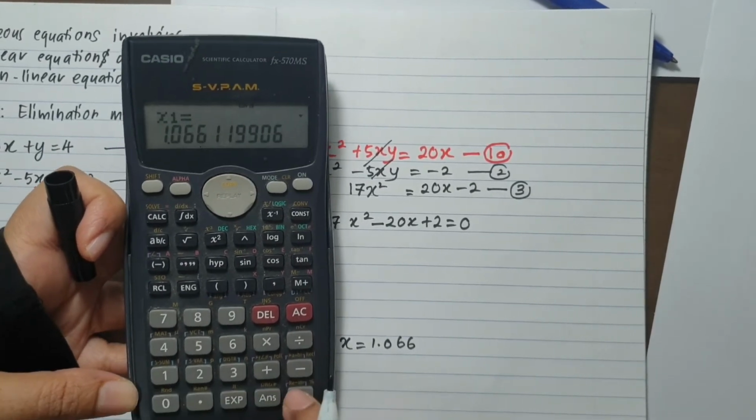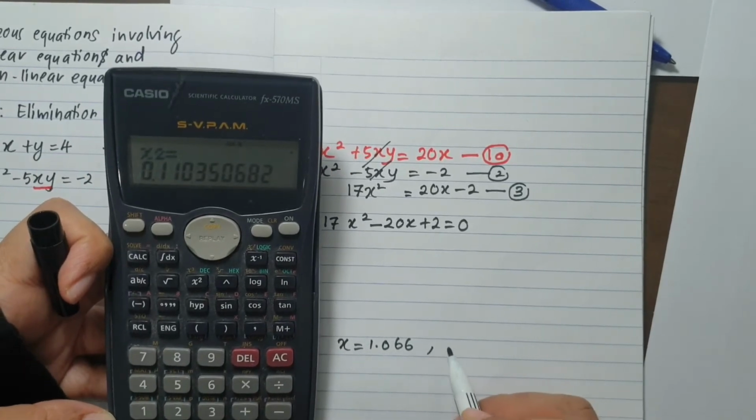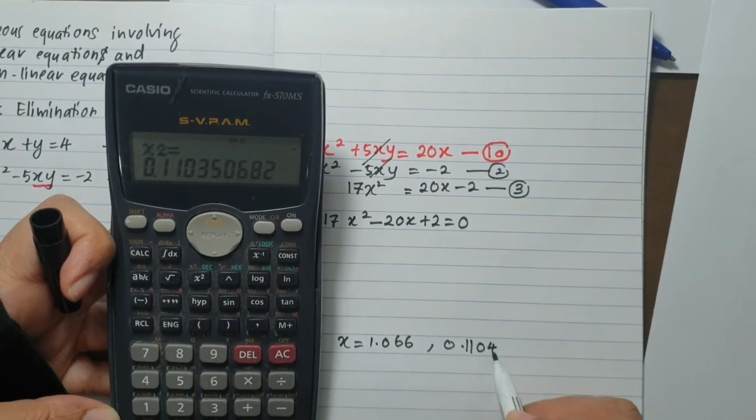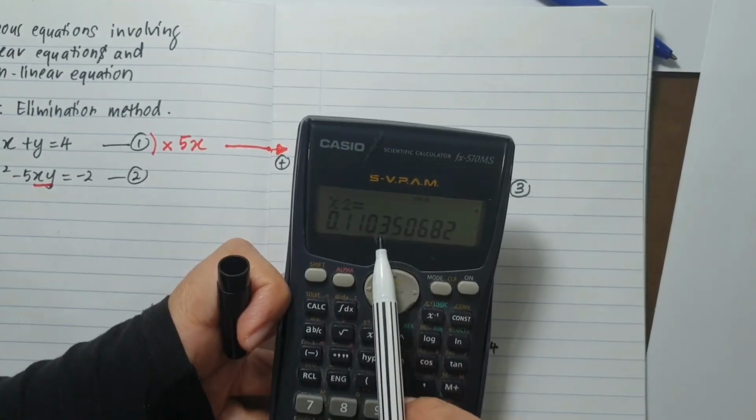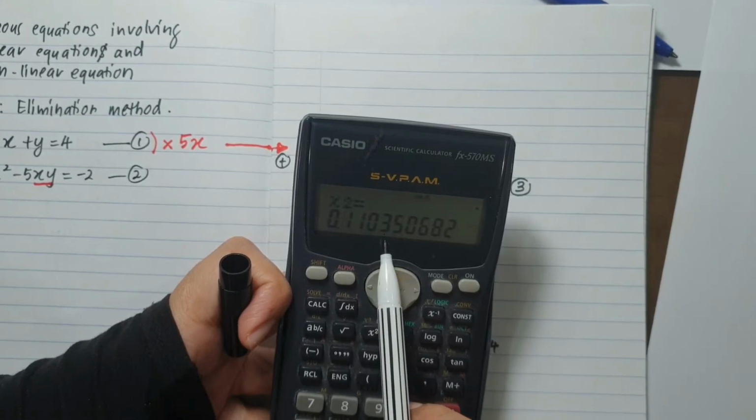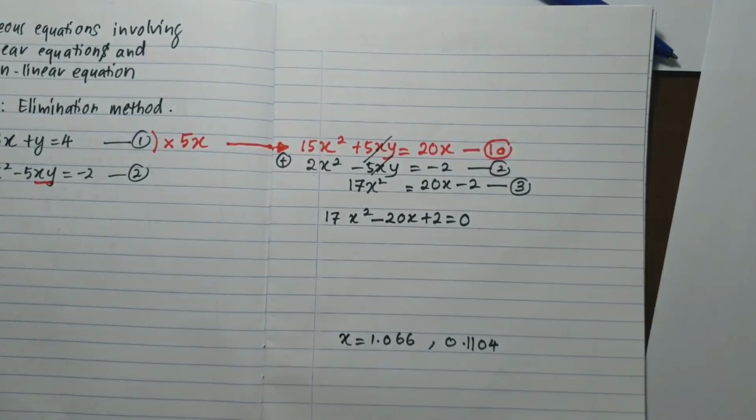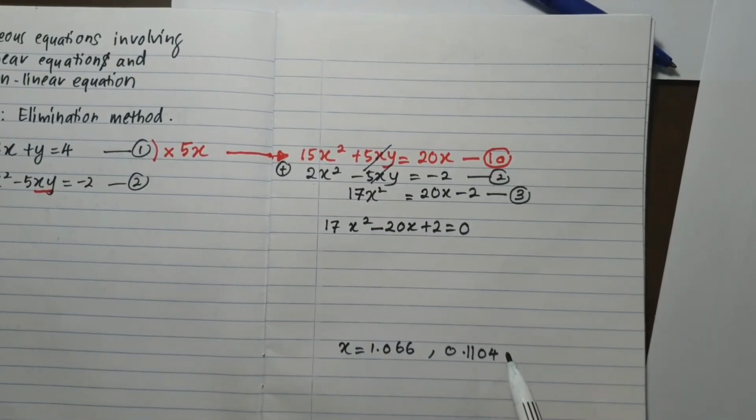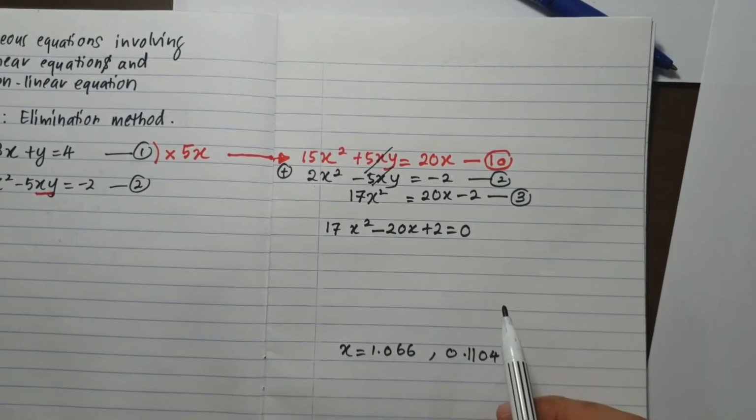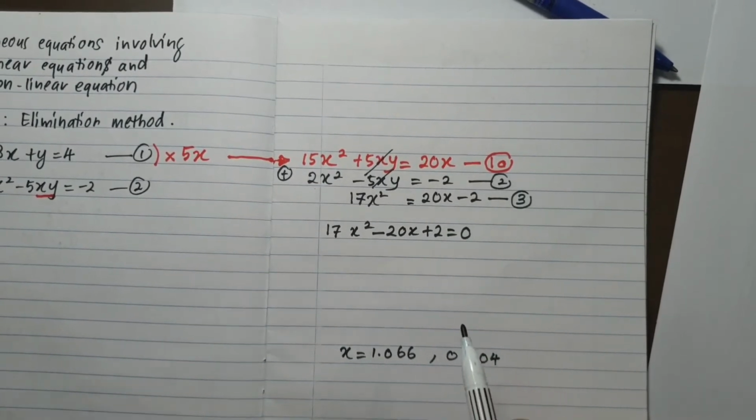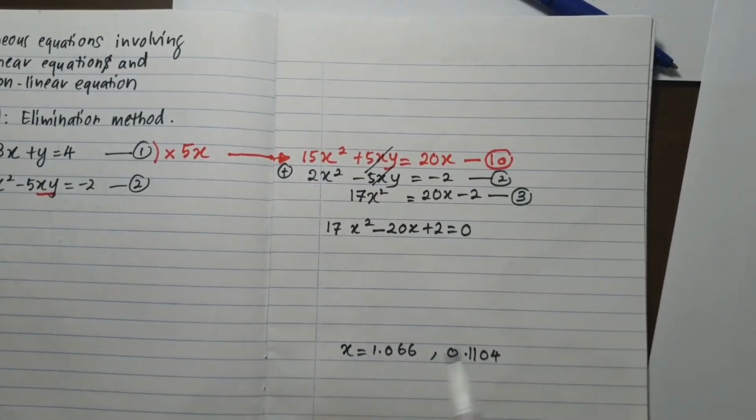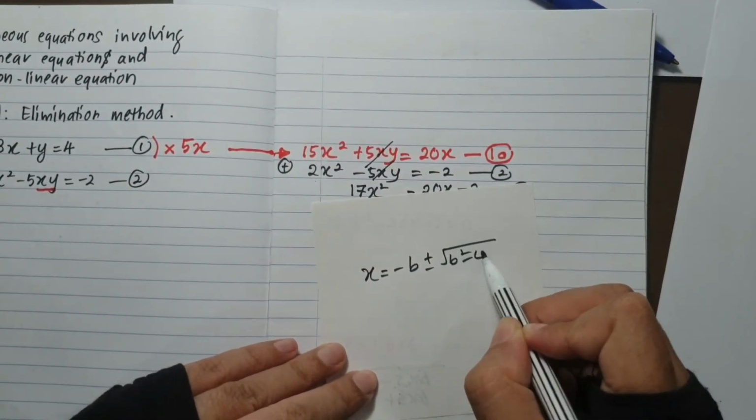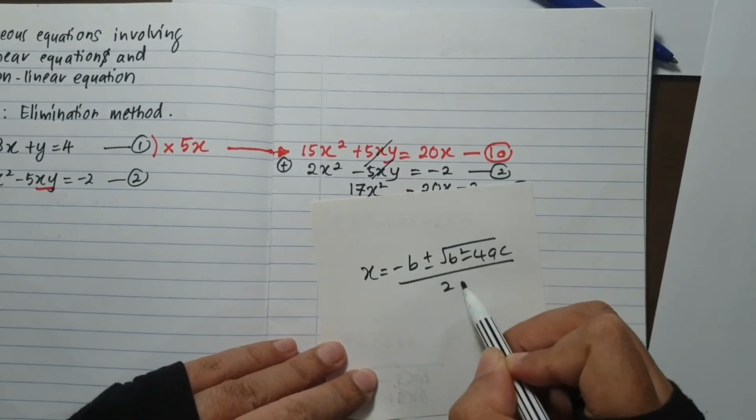Okay. Next, equal sign. The next value is 0.1104. 5 here plus 1 becomes 4 here. 0.1104. Since you can see the answers are in decimal, of course you need to apply the quadratic formula. Do you still remember how to use the quadratic formula? Where you have this formula. So use this formula.